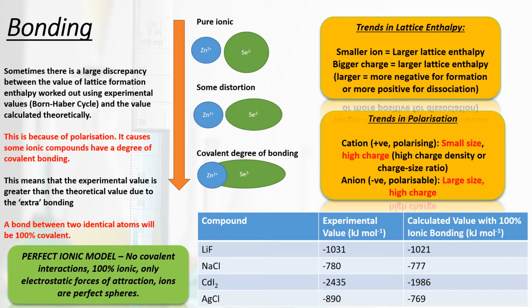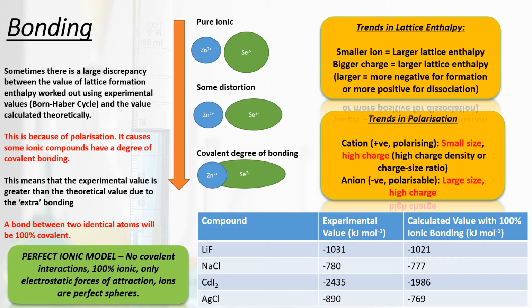For the cation, we say that the cation is polarizing. So it polarizes the anion. And so the electron cloud around our cation doesn't tend to change, but it is the thing that causes the distortion of the anion. And for our cation, for it to be really good at polarizing, we want a small size and a high charge.